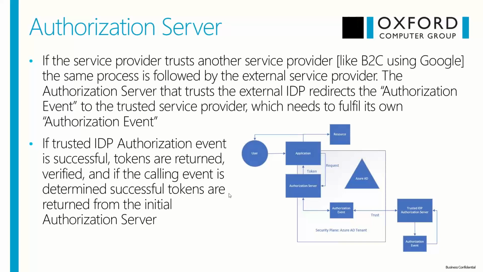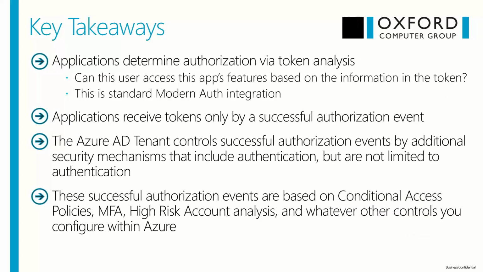And the key takeaways of this is the applications determine the authorization via token analysis. So this is modern auth integration. Your applications actually get the tokens, and based on the information in the tokens, whether the token is expired or different attributes within that token, it tells you what access you have to the application. And the applications can only receive those tokens if there's a successful authorization event.